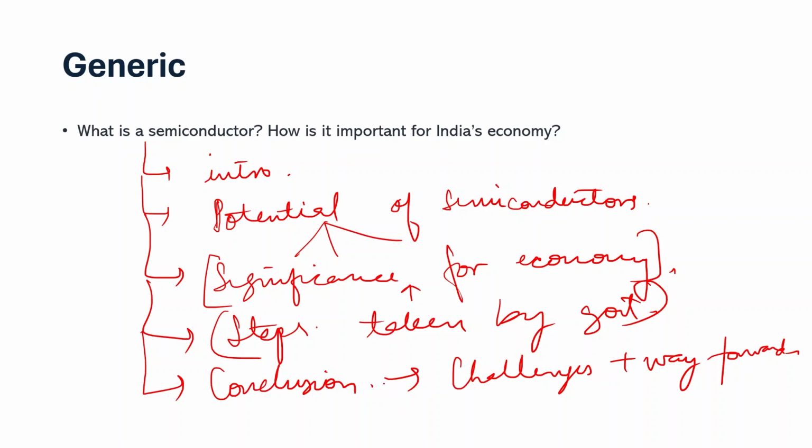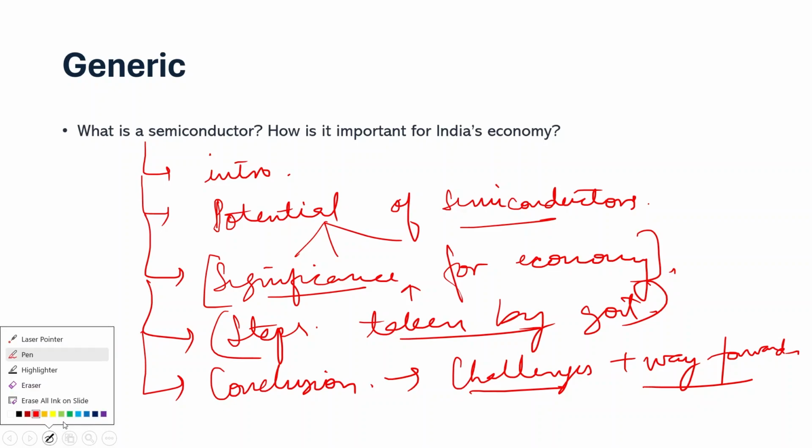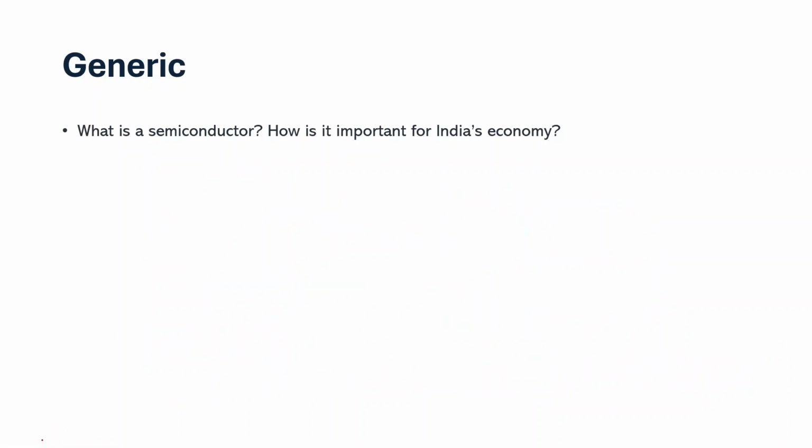So there are various ways of approaching such questions. You can see when you come across these questions, there is no one way of approaching them, right? But your answer should be complete, right? It should be clear that you are writing about the potential of semiconductors, you are writing about their significance for India's economy, various government initiatives should be there, some aspect of challenges also, and some aspect of way forward also should be there in your answer, right? Depending on whether it's a 10 marker or a 15 marker. Okay.